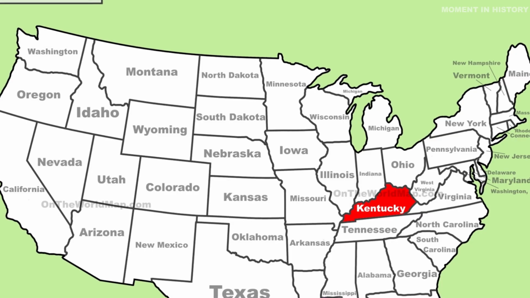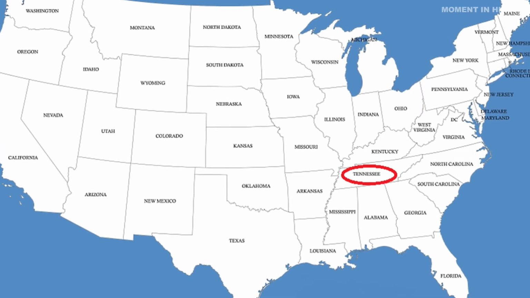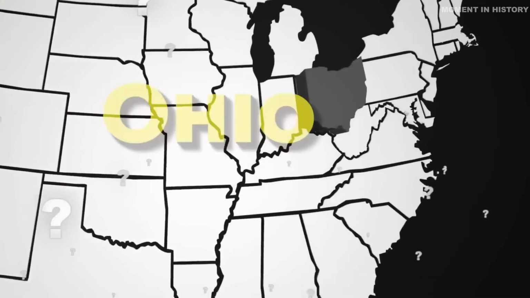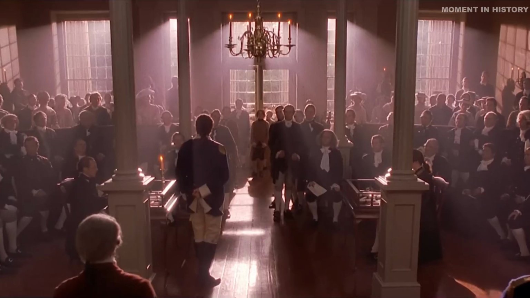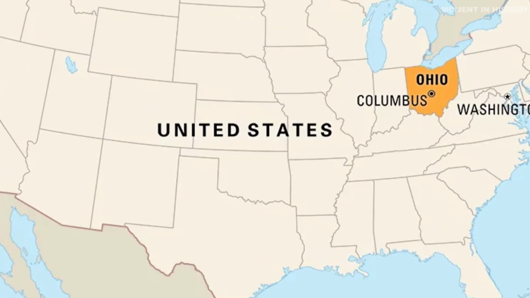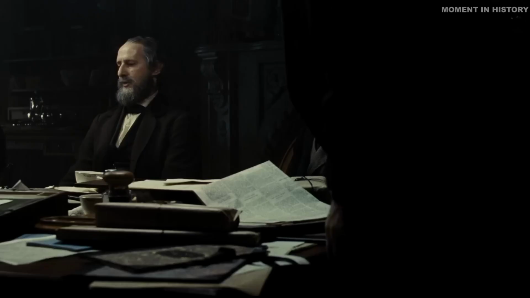It was followed by Kentucky, the 15th state, which seceded from Virginia, Tennessee, the 16th state, which formed from North Carolina, and Ohio, the 17th state. Interestingly, Ohio was originally French territory and then passed to the British until it eventually became an American state.